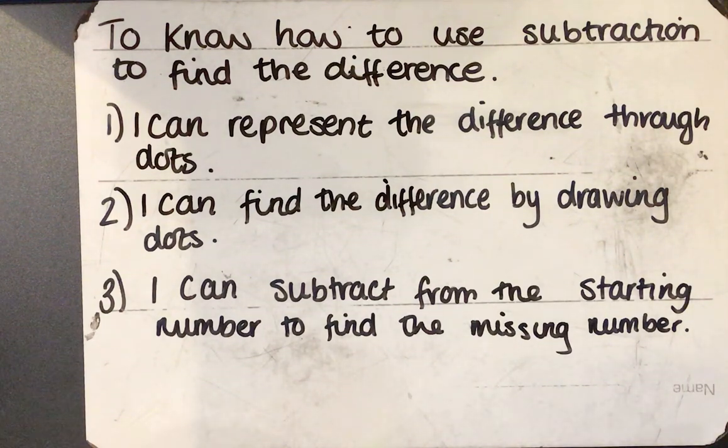Now let's have a look at our learning objectives for today. To know how to use subtraction to find the difference. This method will be very important because we will be using it to help us find the questions and answers for our subtraction colour by numbers. Number 1, I can represent the difference through dots. Number 2, I can find the difference by drawing dots. And number 3, I can subtract from the starting number to find the missing number.